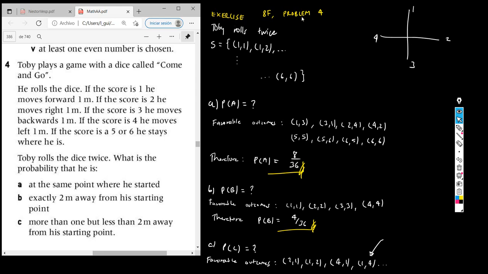Exercise 8F, problem number 4, which is this one, the one about Toby, a kid playing this game, Come and Go. This game involves having one die and rolling it twice. And you have all of this context. Please, if you want, stop the video, read it, and let's continue.